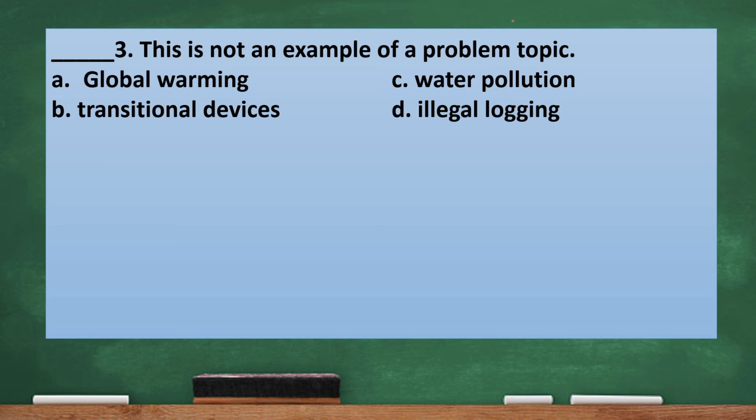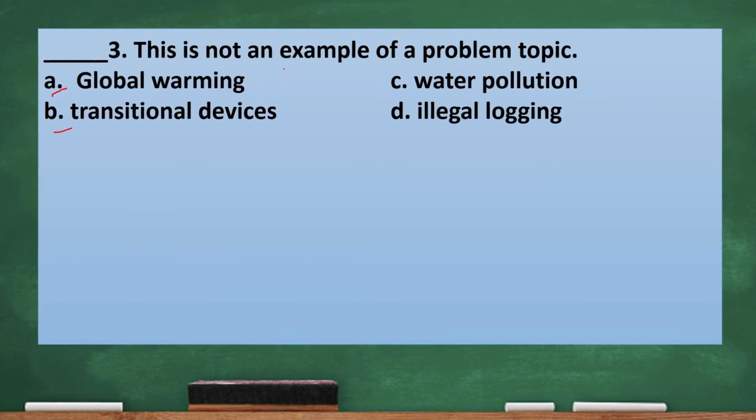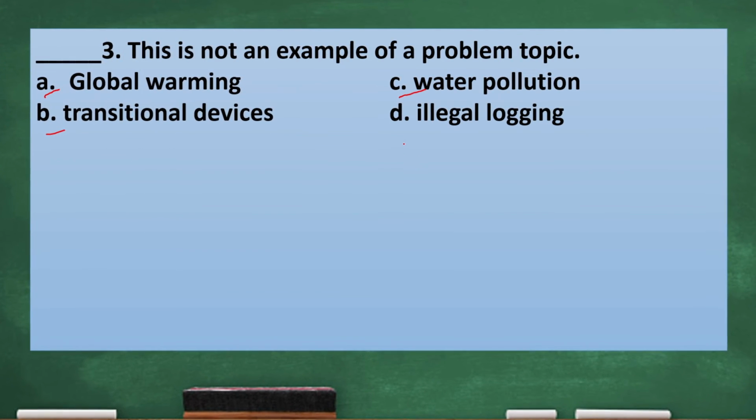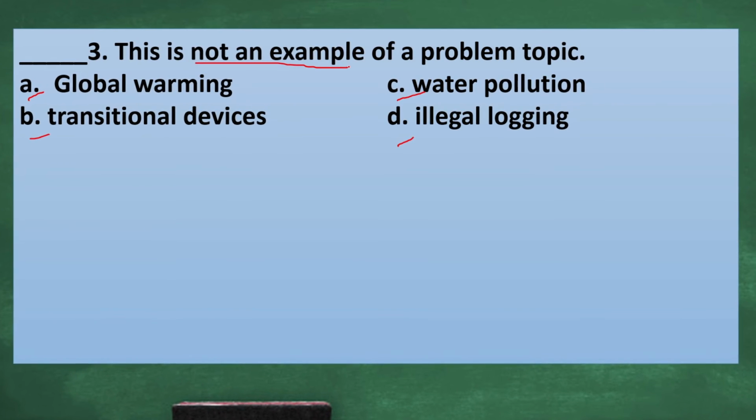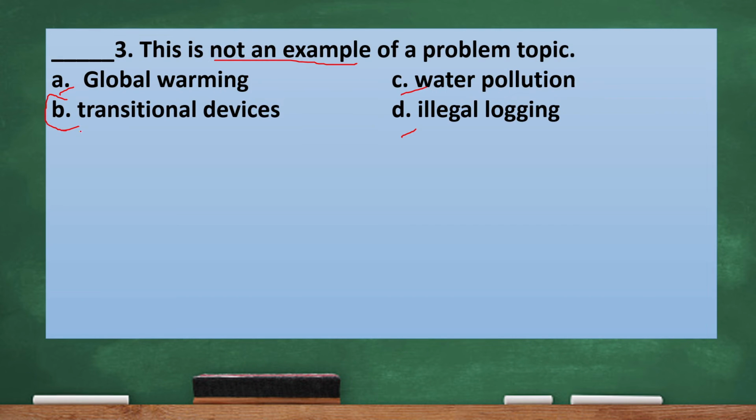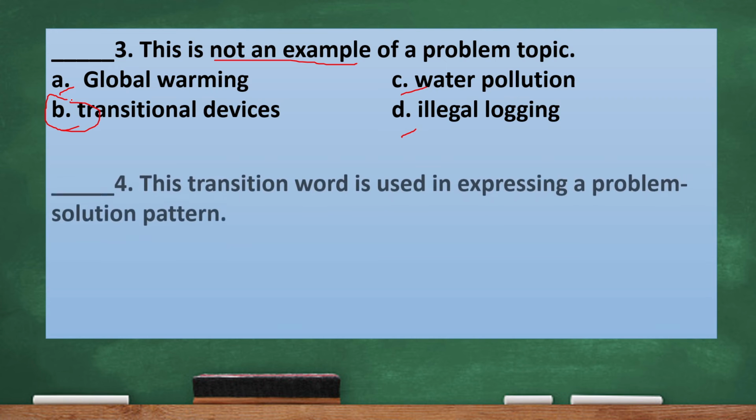Number 3. This is not an example of a problem topic. Okay? A. Global warming. B. Transitional devices. C. Water pollution. Or D. Illegal logging. Choose your answer. Not an example. Correct. The answer is B.